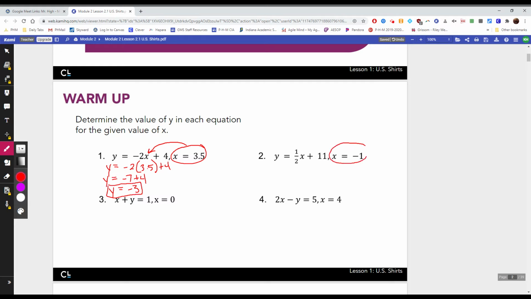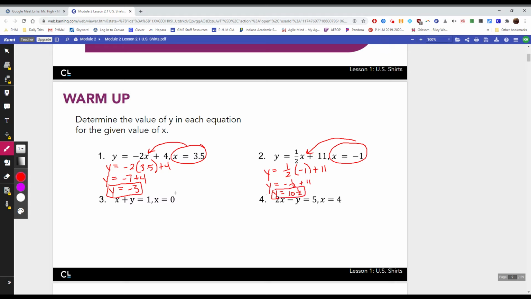And for this one, here's the value of x. We're going to substitute it. So we're going to copy the equation down, but in place of x, we're going to put negative 1. And then we just evaluate. 1 half times negative 1 is negative 1 half. And then plus 11 would be 10 and a half.